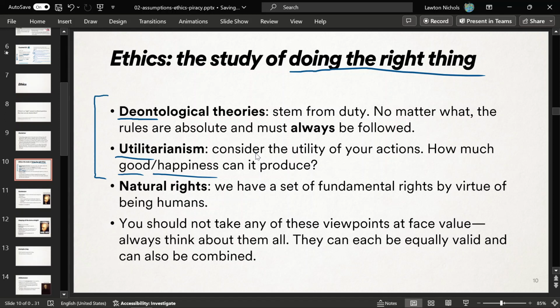And that's what you use to guide yourself as to what you should do. So those are two main theories and ways of approaching a problem. We'll talk about concretely both of them.